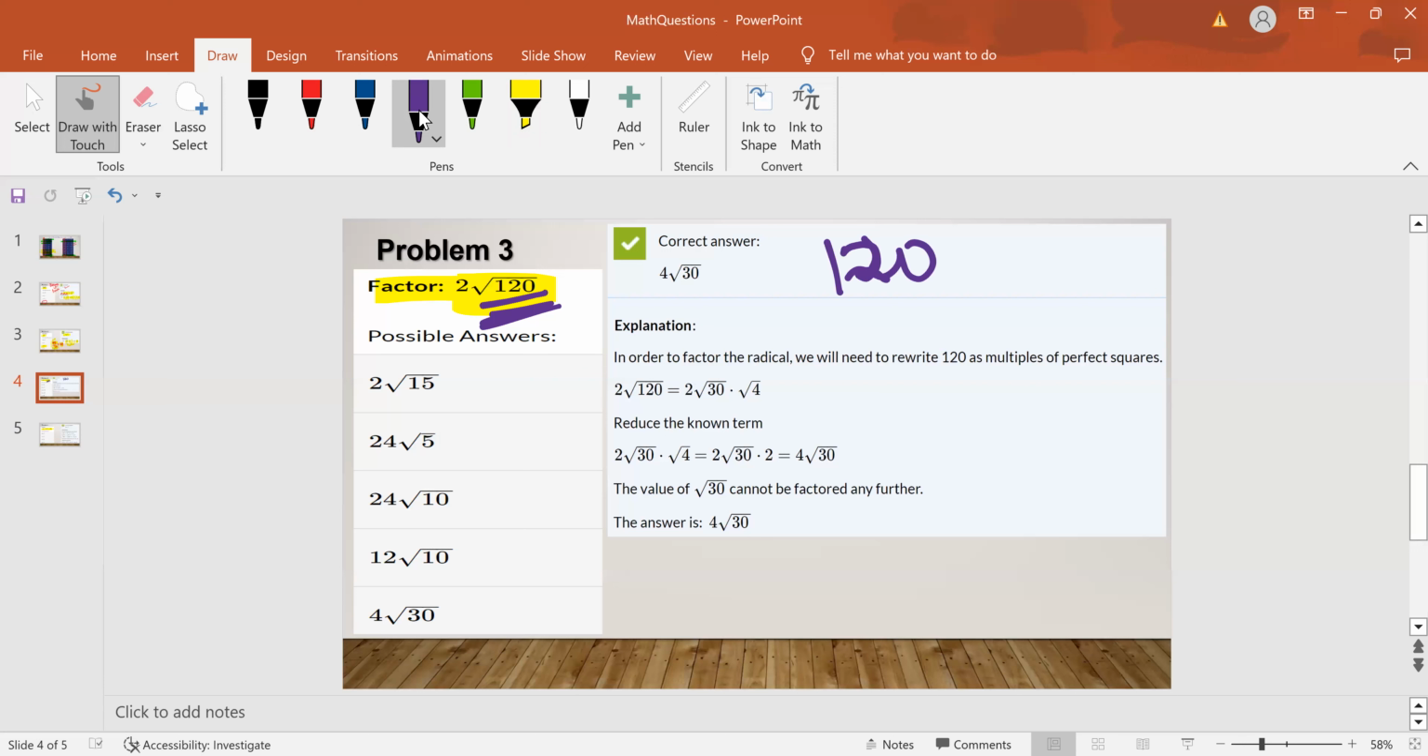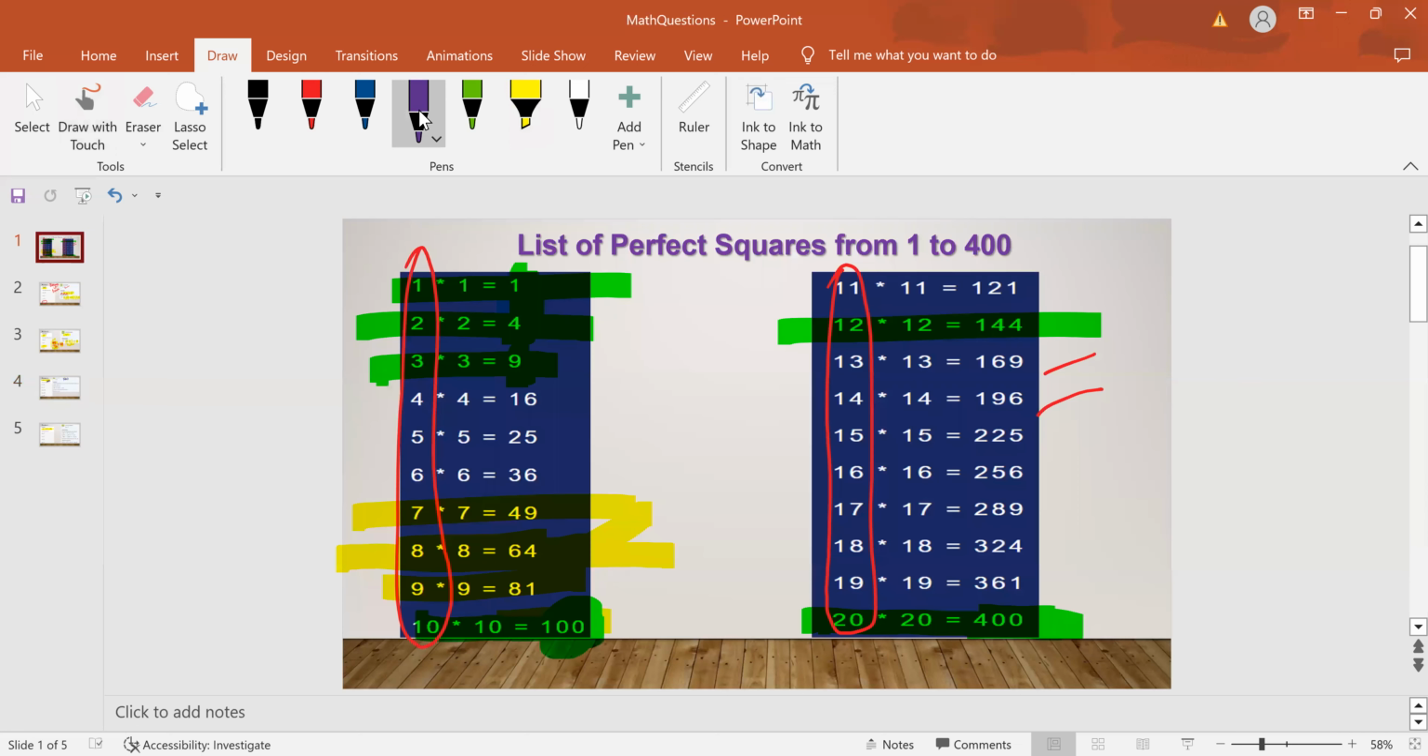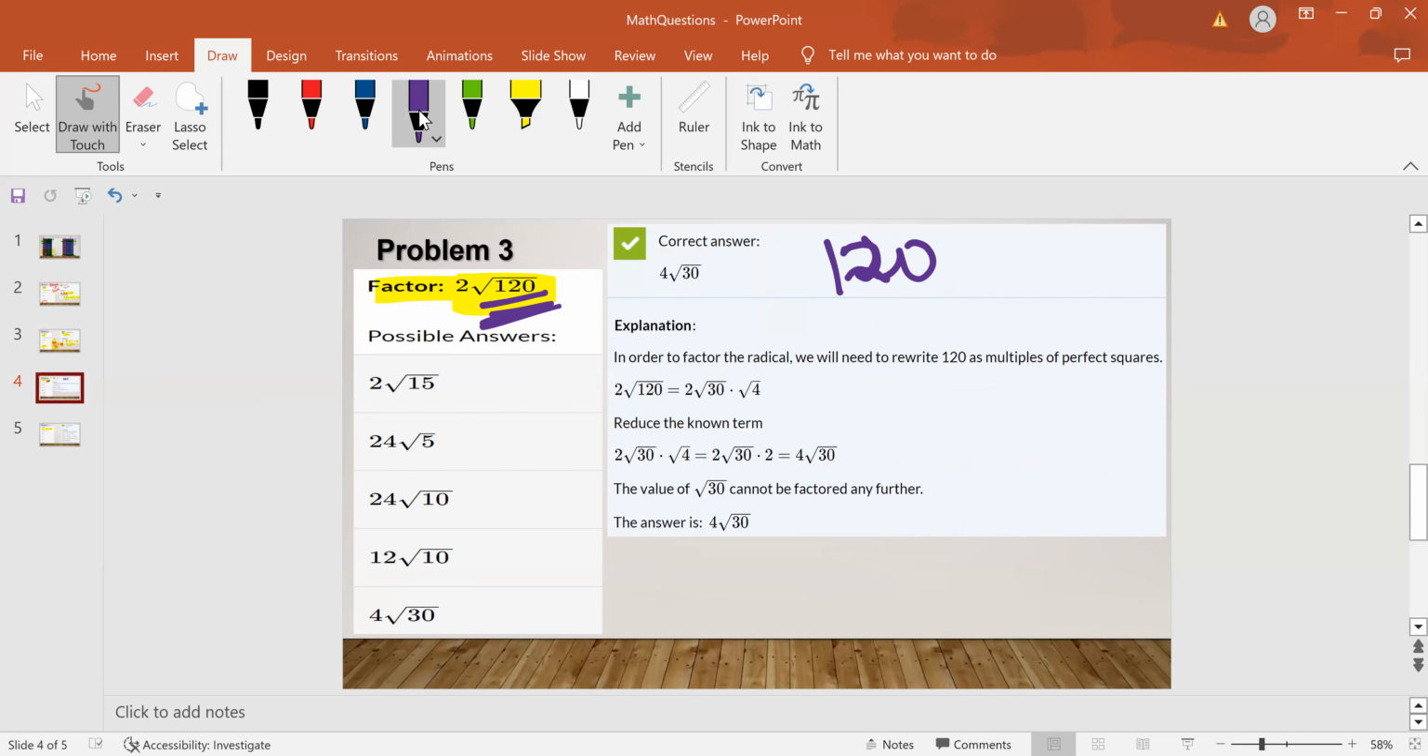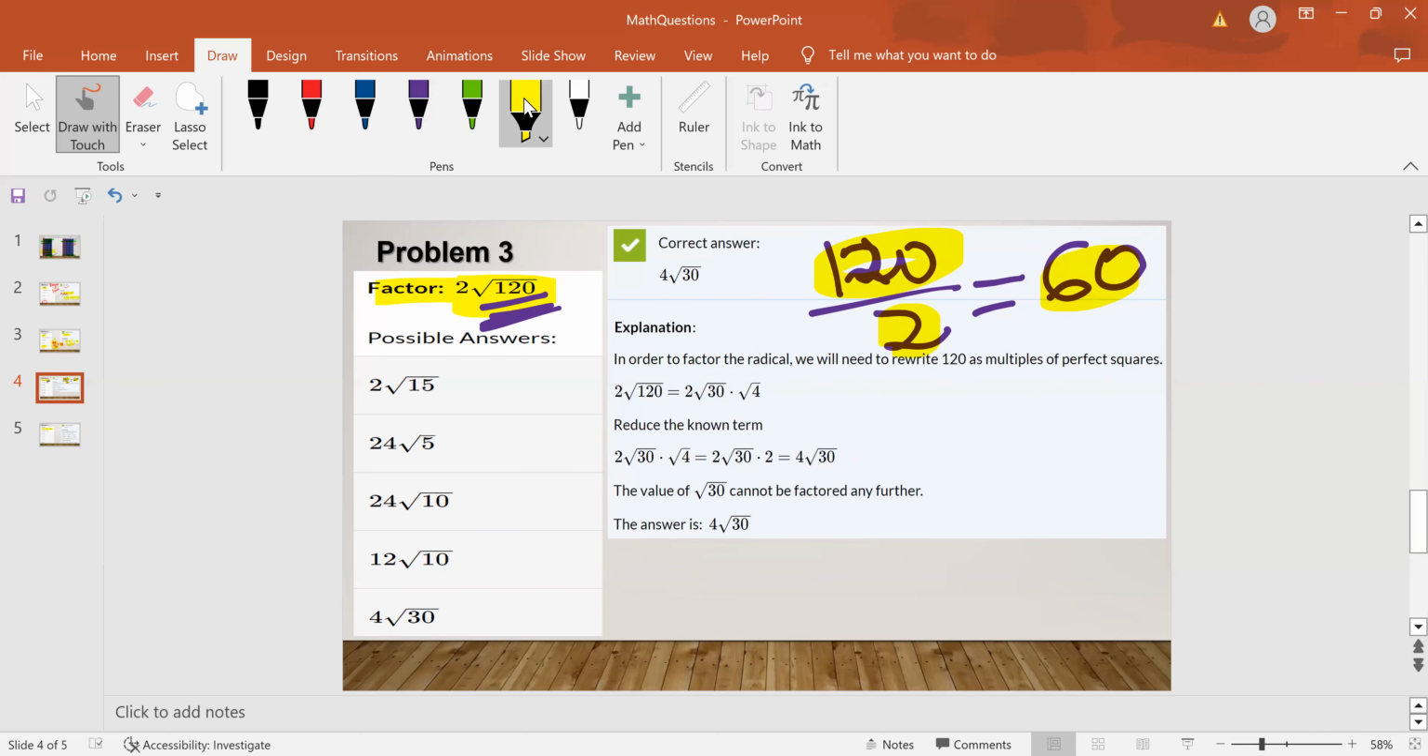Okay. If you check, there is no perfect square at 120. We have 100, we have 121, so we don't have that. So what will you do? We're going to divide it by 2. If you do that, that gives you 60. So this is telling you that if you take 2 and multiply by 60, you get 120. But 2 is not a perfect square. 60 also is not a perfect square. That means what? This is not helpful.